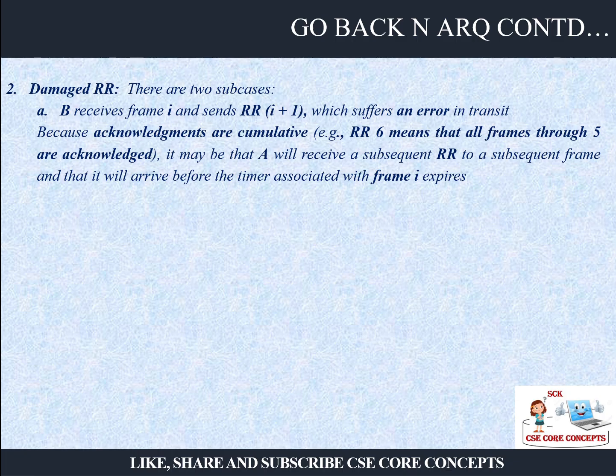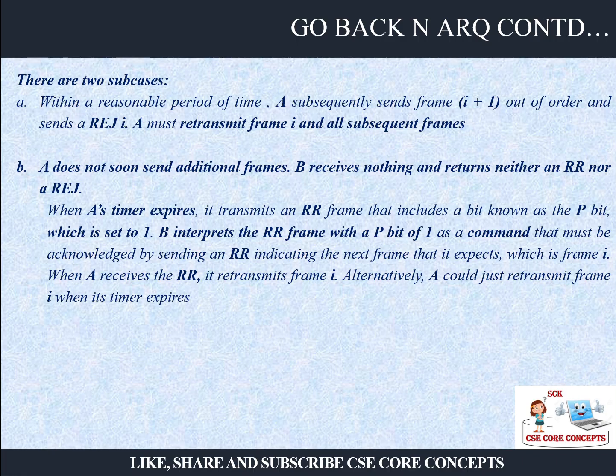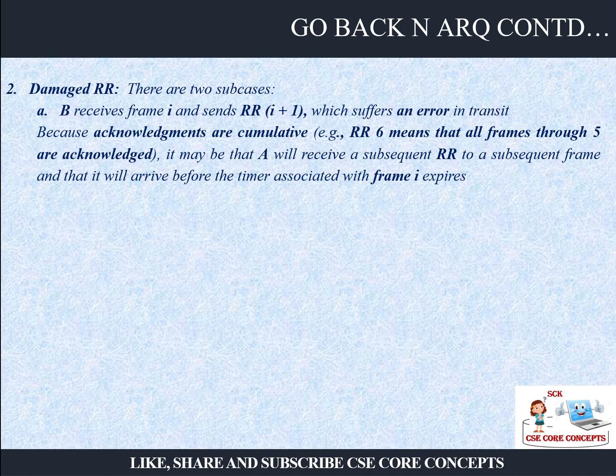Now, another scenario. This was the scenario when your frame got damaged. Now, let us have another scenario. B has received frame I, and it has sent an acknowledgement, say RR I plus 1. It means B received frame 2 and it is sending an acknowledgement, receive ready 3. Now this acknowledgement frame has some error in transit. Acknowledgements are cumulative. Suppose, let's say, RR6 means what? I have received up to frame number 5 and I want to get the 6th frame.